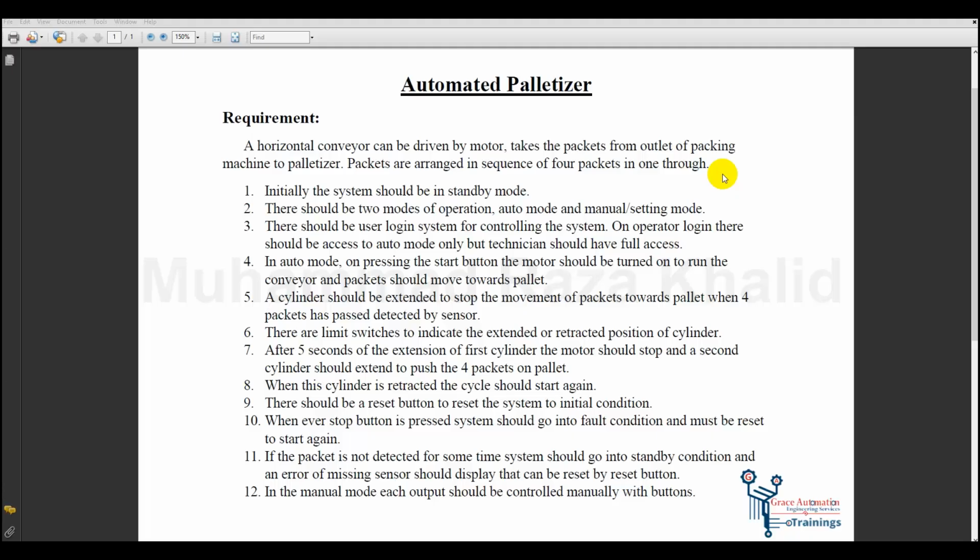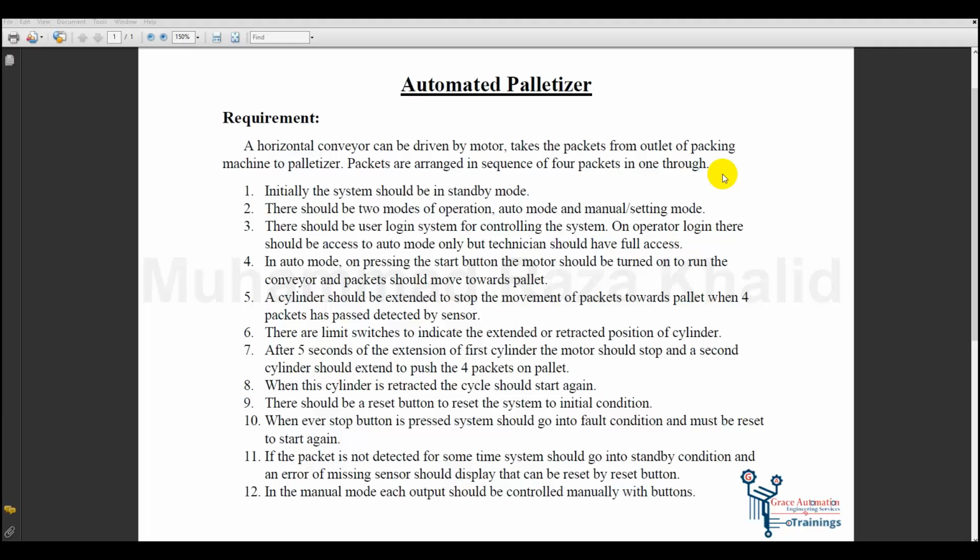In auto mode, on pressing the start button, the motor was required to run and the packets were allowed to move towards the palletizer. So these packets were being detected by a sensor. So when 4 packets were passed, a cylinder was extended to prevent the movement of packets toward the pallet. So the packets collected were then pushed towards the pallet, and there was a gap of 5 seconds between these two things.